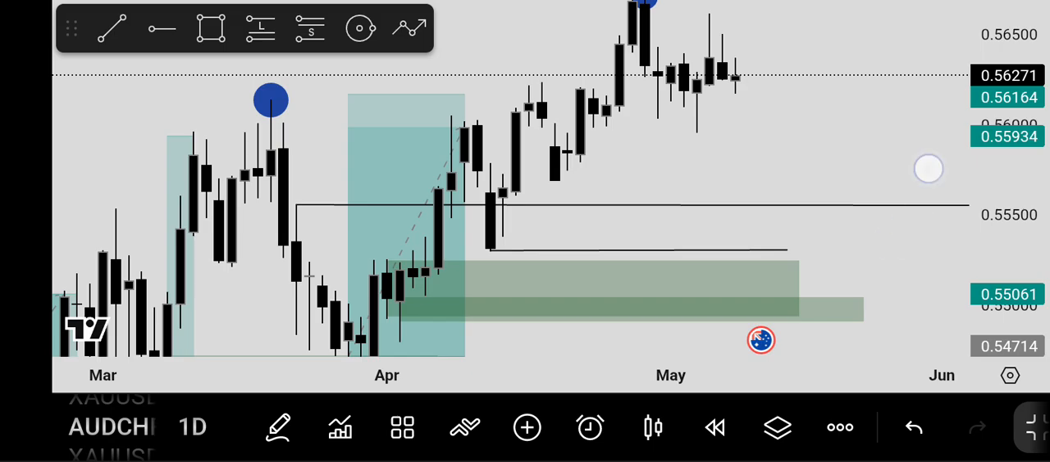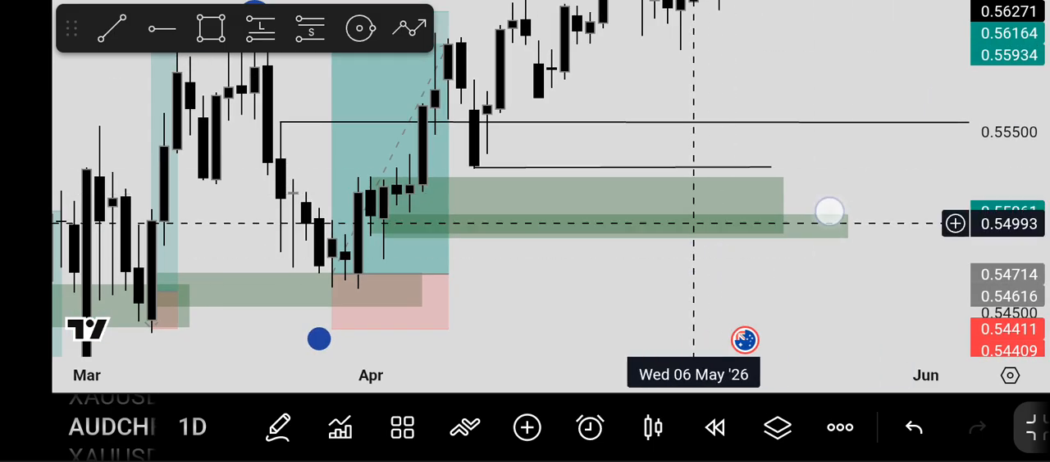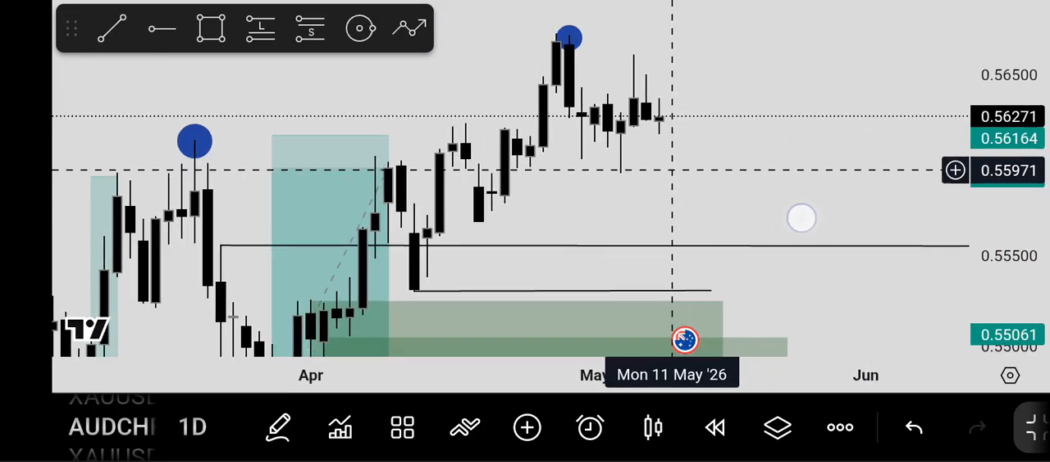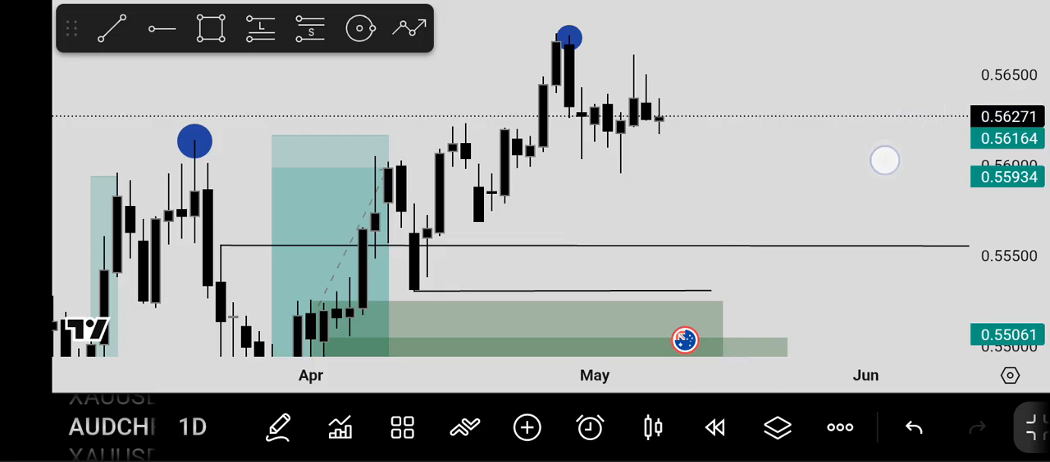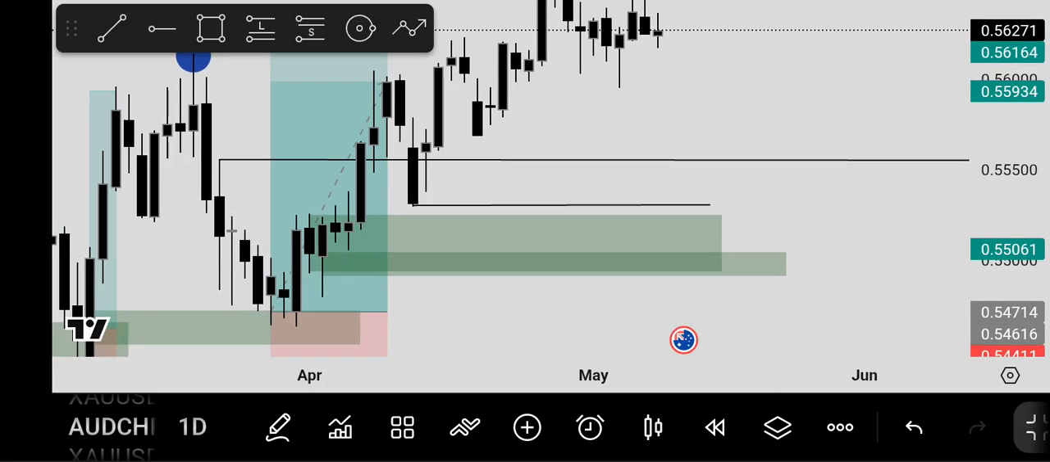So I'm not really sure if price is going to do anything here because it just doesn't make any sense to me because there's no fair value gap. But on the weekly time frame, it kind of makes sense if you look at it like that. I mean, it's the weekly time frame.